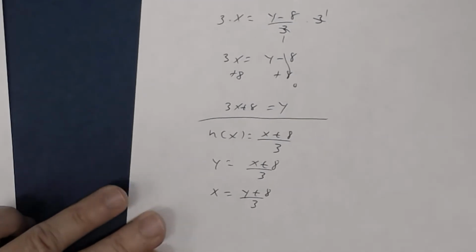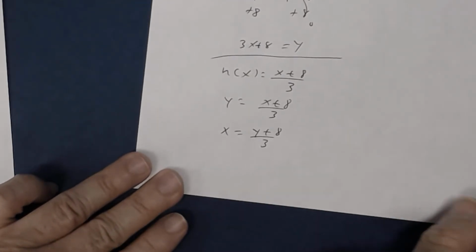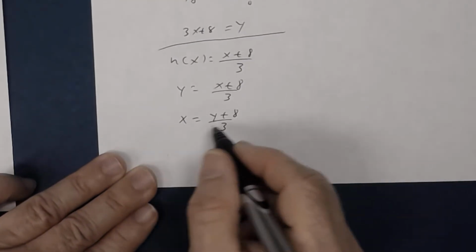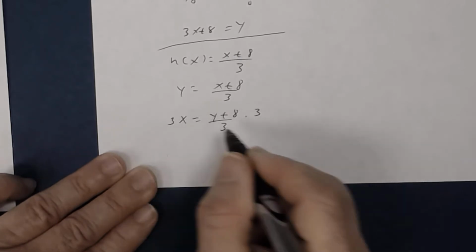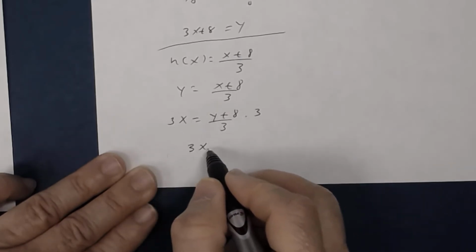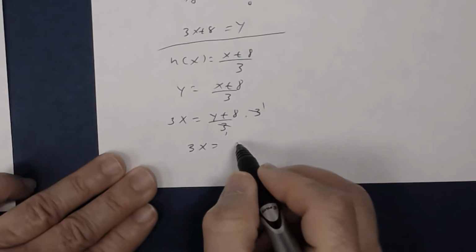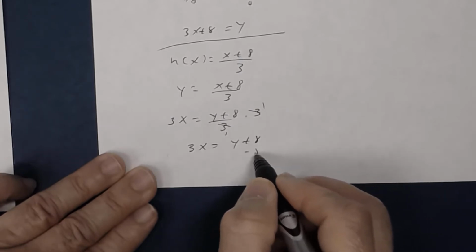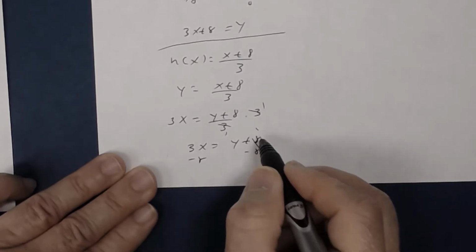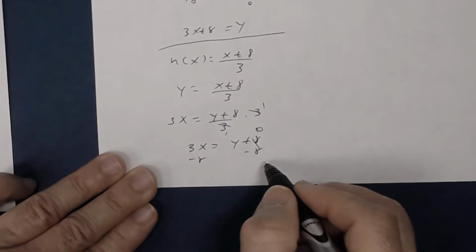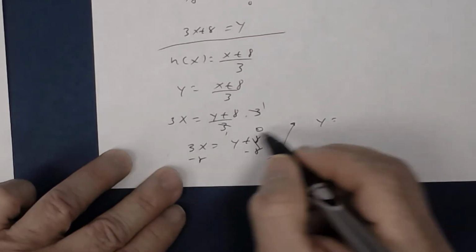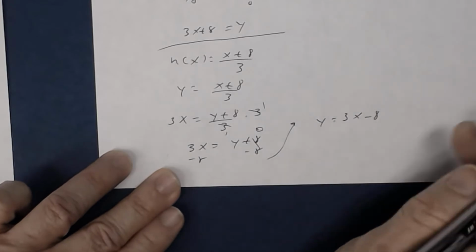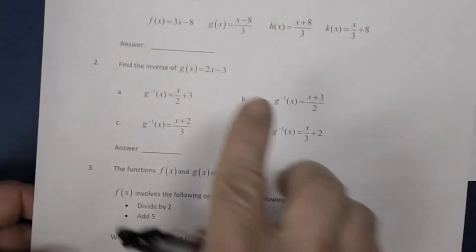Then remember, the next step is to get y by itself. To do that, you multiply both sides by 3. So I get 3x equal, these 3's divide out, y plus 8, and then subtract 8 from both sides. I get y equals 3x minus 8, which is this one. See that?